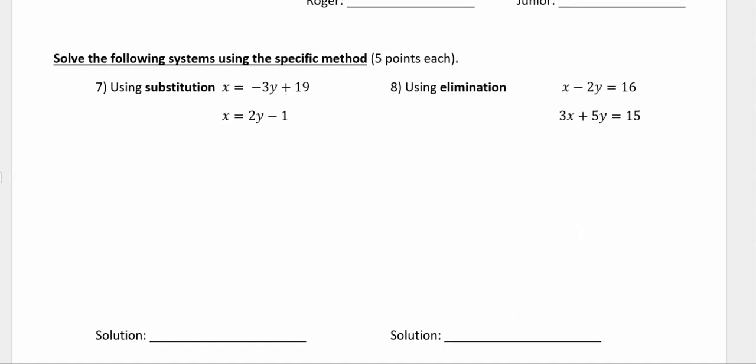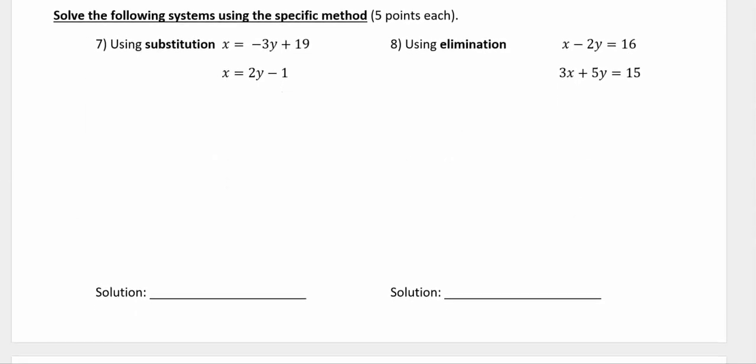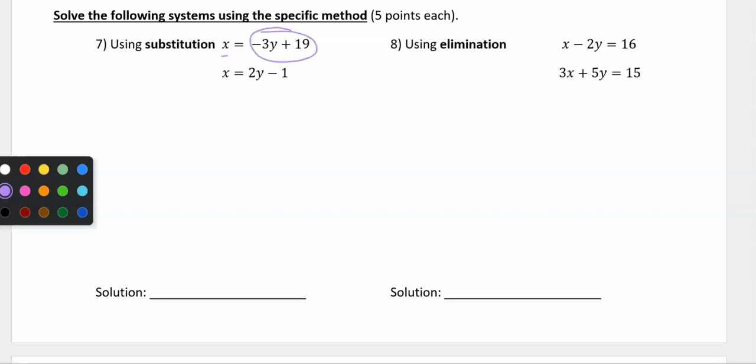Next problem. So number 7 says use substitution. So you need to do what they tell you to do. So don't make this one harder than it needs to be. You have a variable by itself. This is good to go. X is the same thing as negative 3y plus 19. Come down to the second equation, take x out, replace it with negative 3y plus 19. So that'll be what's on the left now. On the right, it doesn't change.